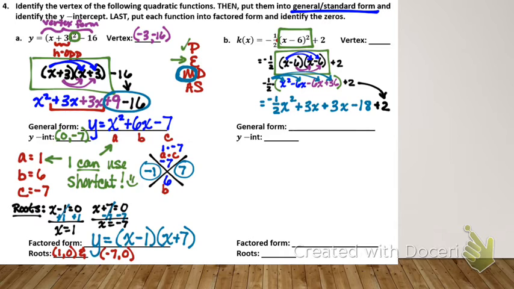Do I have any parentheses left at all? No. We're almost done. The last thing I need to do is what? Yep, we're going to combine our like terms together. So I'm going to combine the two 3x's together. And I'm going to do negative 18 plus 2. That will put it into general form for me. So I have k of x equals negative 1/2 x squared plus 6x minus what? 16. Minus 16. It's okay.